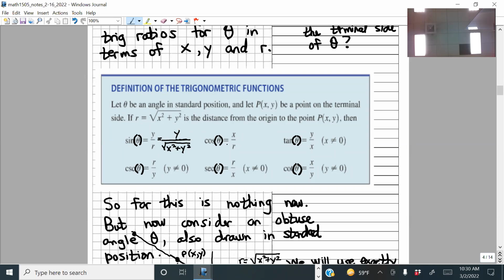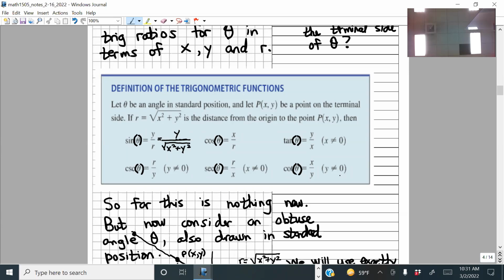Here's how you find cosine: you take the x coordinate and divide it by r. Here's how you find tangent: you take the y coordinate and divide it by the x coordinate. This scheme works for any angle, no matter how big or small. You just draw the angle, pick a point off of the terminal side, do these computations, and you can compute sine, cosine, and tangent, plus the reciprocal trig ratios, for any angle whatsoever.